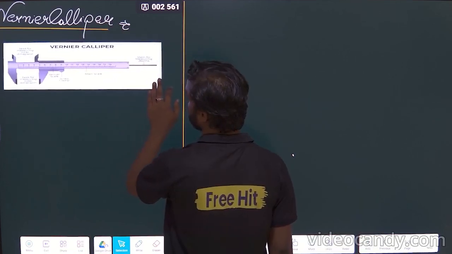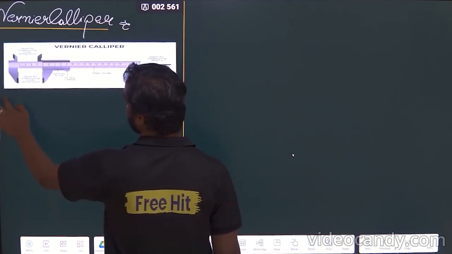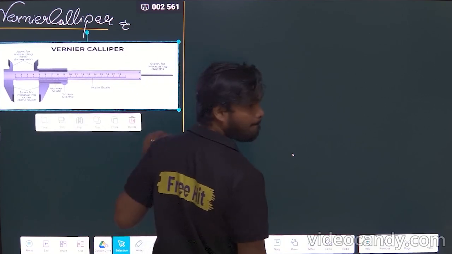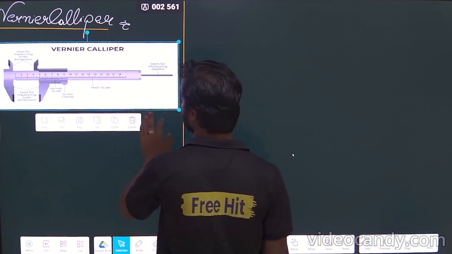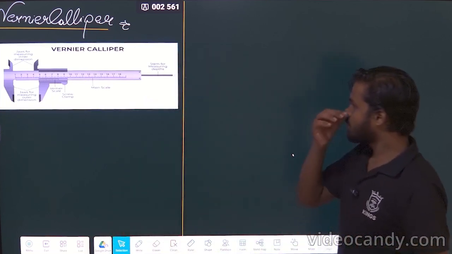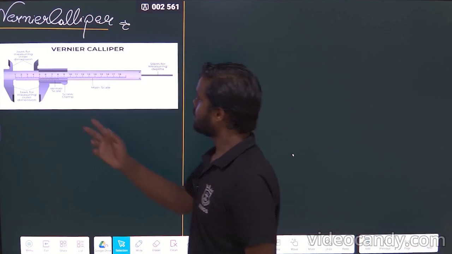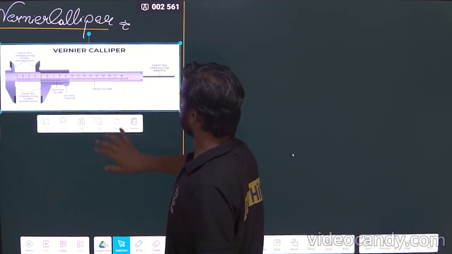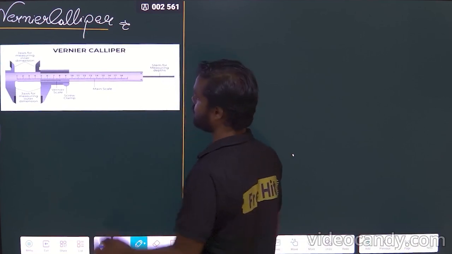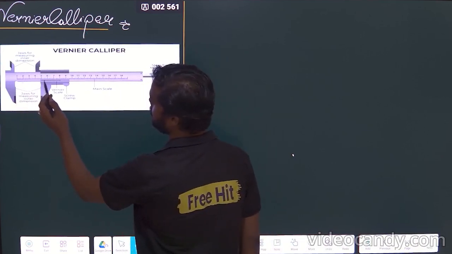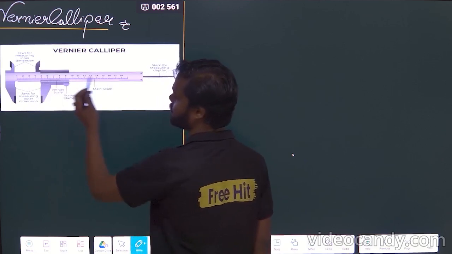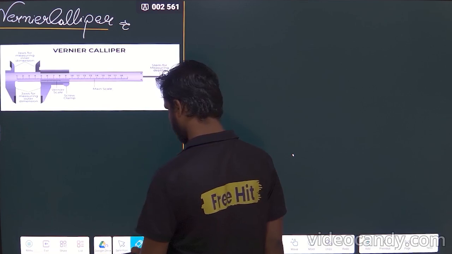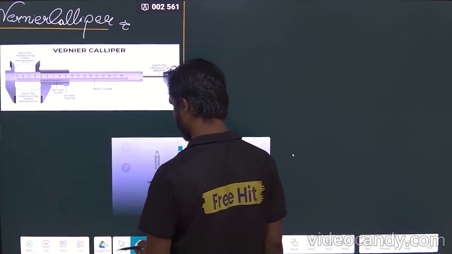So this is basically my vernier caliper. I hope it is visible. Yes, you can see this scale where there are markings: 1, 2, 3, 4, 5, 6, 7, 8, 9, 10. These markings are called the main scale. Okay, this is my main scale.